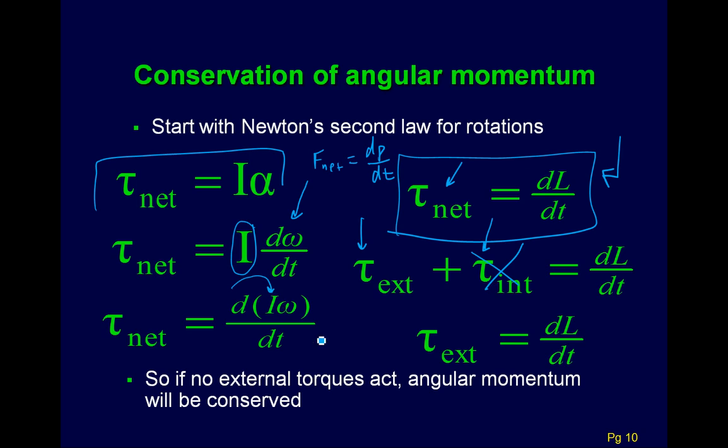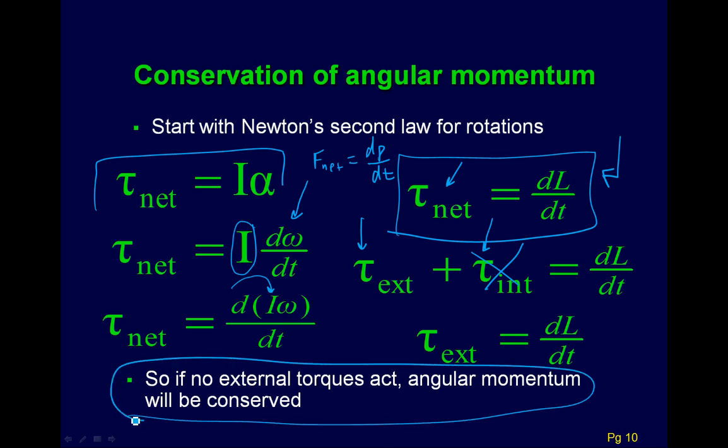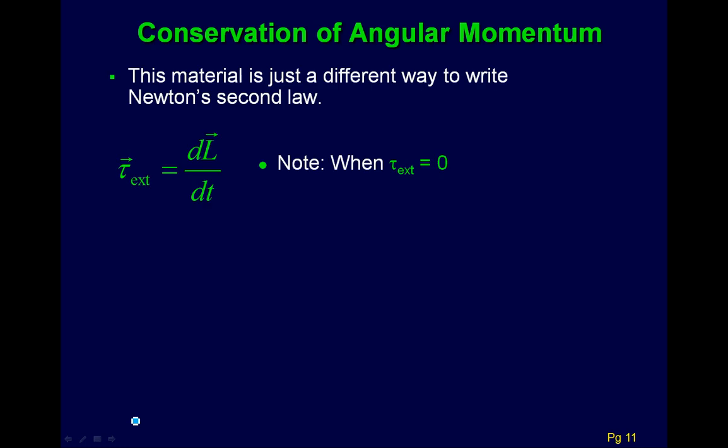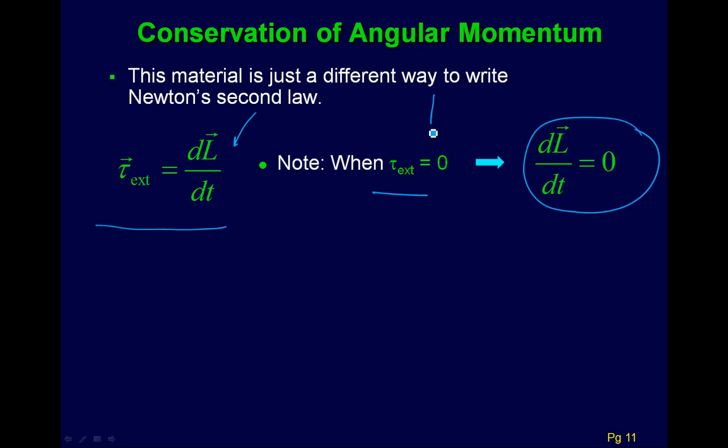So if no external torques act, angular momentum will be conserved. So this is very similar to linear momentum. It's just that it works in rotations as opposed to linear type stuff. And so just like before, our equation says that the external torques equal the change in angular momentum with respect to time. If these equal 0, then I've got dL/dt equals 0, which if I graph that, L versus t is 0, that means it has to be a straight, flat line, constant.